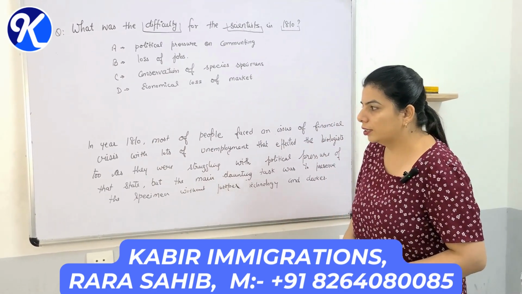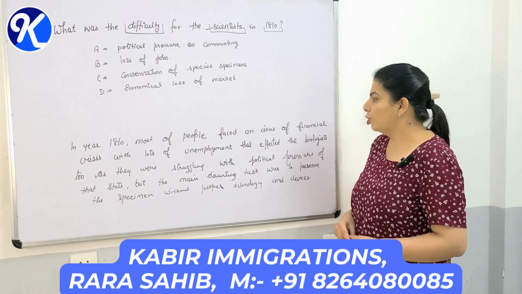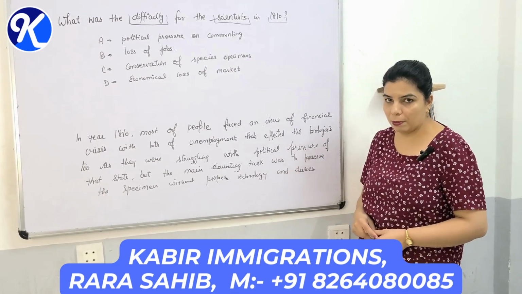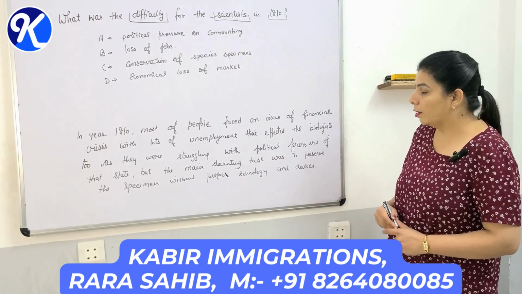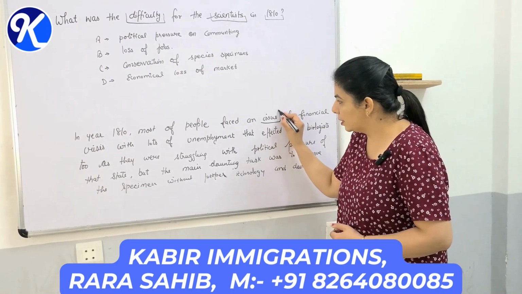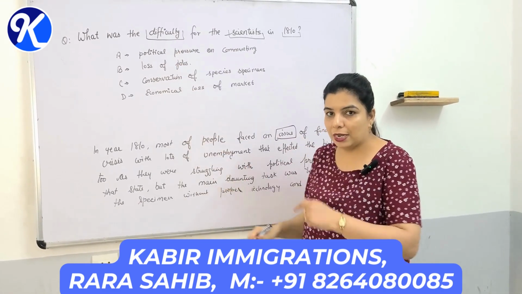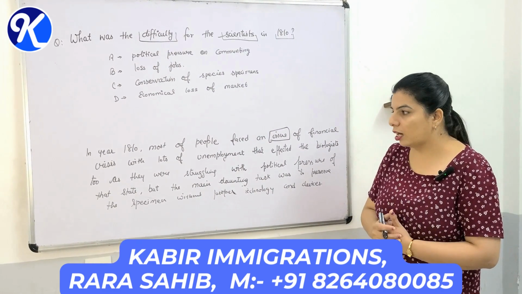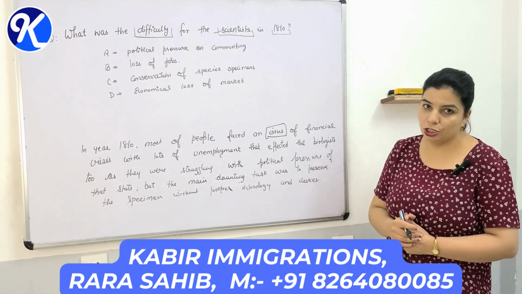In year 1810, most of the people faced an issue of financial crisis with lots of unemployment that affected the biologist. So here one word is there, issue, which is synonym of difficulty or problem. So that means I am on the correct location. So the very first one is financial crisis with lots of unemployment that affected the biologist.